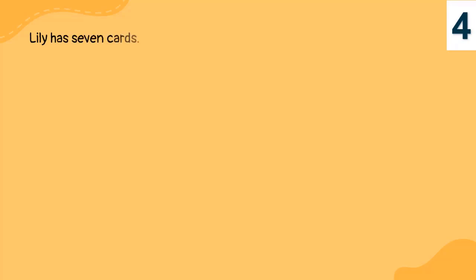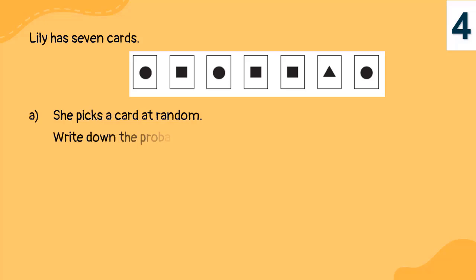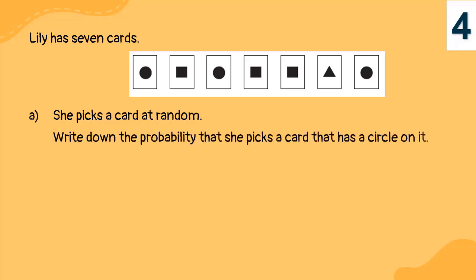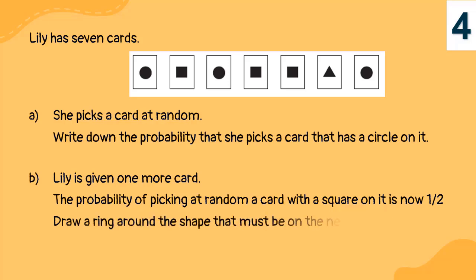Lily has 7 cards. A. She picks a card at random. Write down the probability that she picks a card that has a circle on it. B. Lily is given 1 more card. The probability of picking at random a card with a square on it is now a half. Draw a ring around the shape that must be on the new card.